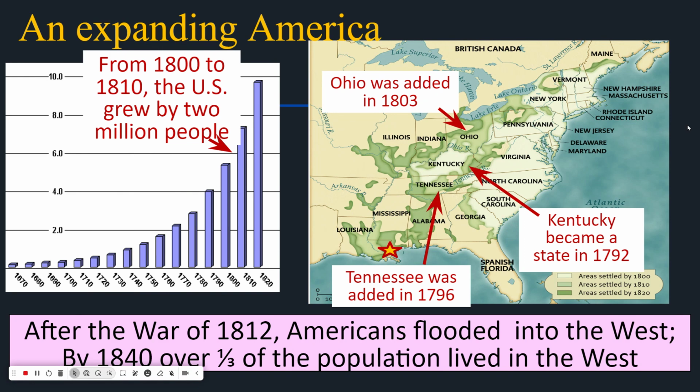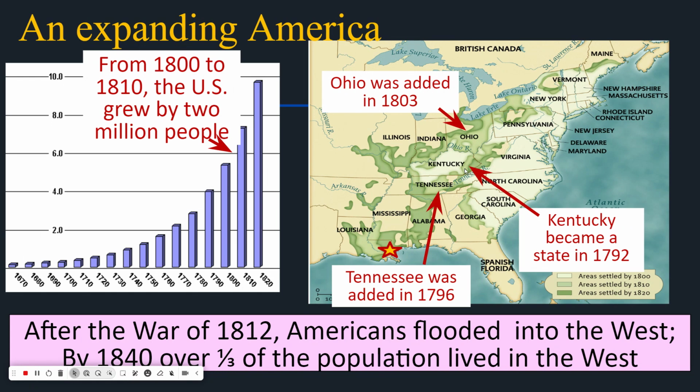You've seen this map before. This map is to emphasize and remind you all, not only is immigration increasing, right, but Americans are buying more and more land in the West, and that'll be the land that's west of the Appalachian Mountains, which is here, but east of the Mississippi River, which is here.